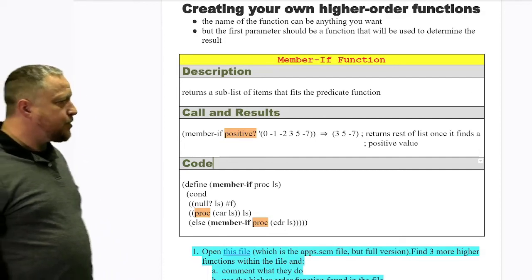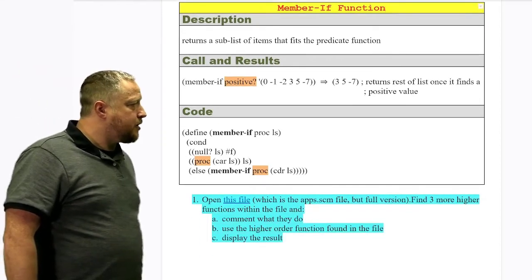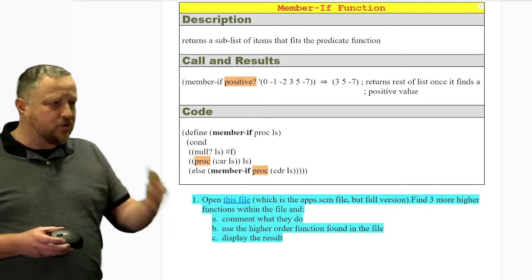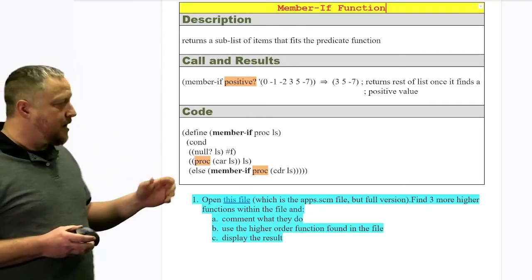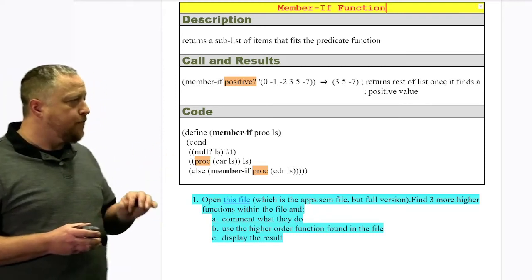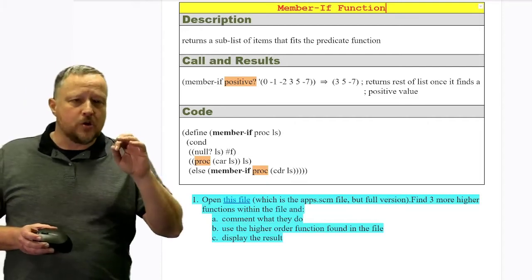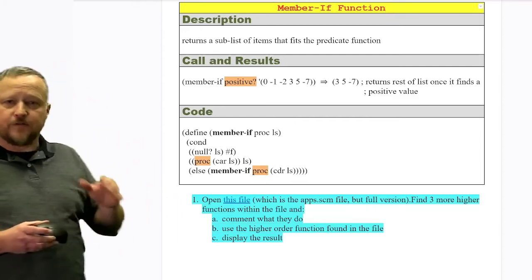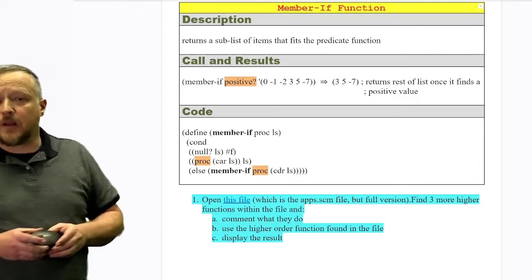Now, what I have for an exercise for you below here is, you're going to open up a certain file that I gave you before, and that was the sort.scm or apps.scm, and you're going to find 3 more higher order functions within that file. All I want you to do is comment on them, use the higher order function found somewhere in the file, try to get it to work, and then display the results.